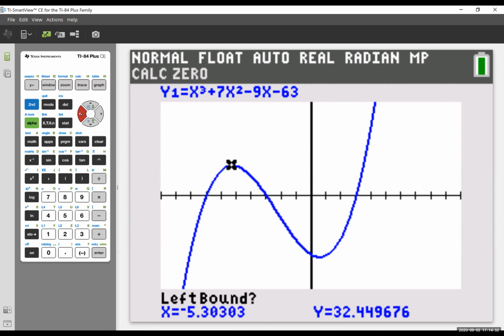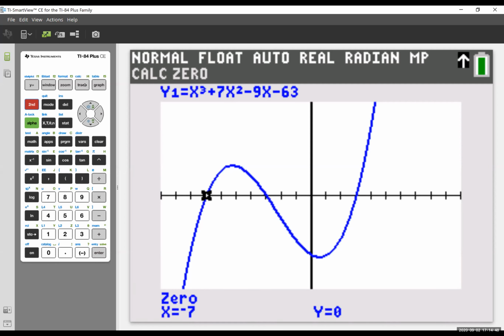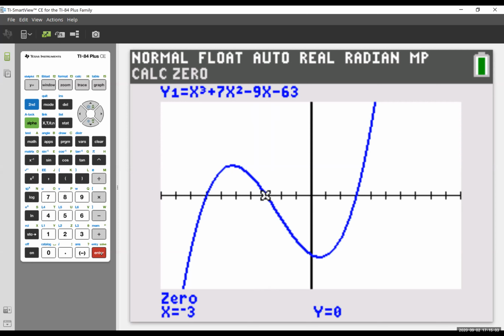I'm finding my left bound, and my right bound, and pressing enter. So we do see -7 as one of the roots or solutions of the equation. Repeat the process, again calculating our zero. We've been using second trace a lot now, so it's second nature. Left bound, right bound, make a guess, press enter. We got our other solution, -3, consistent with what we did in example 1.